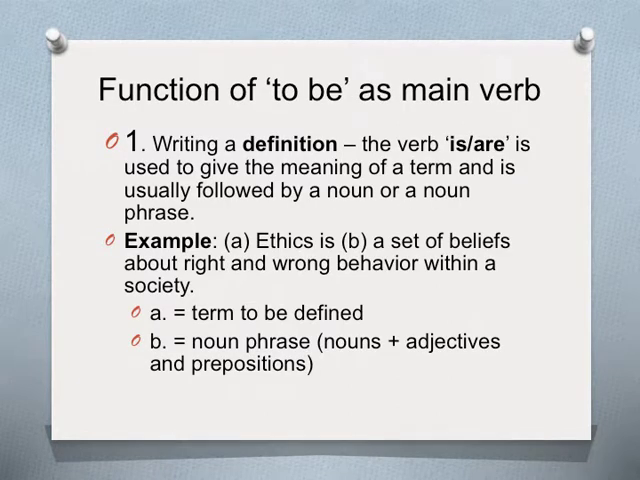Let's first look at the function of to be as a main verb. In your IT text, you are likely to come across a lot of new terms that need to be defined. So the verb is or are is used to give the meaning of a term and is usually followed by a noun or a noun phrase. So let's look at an example of a definition.